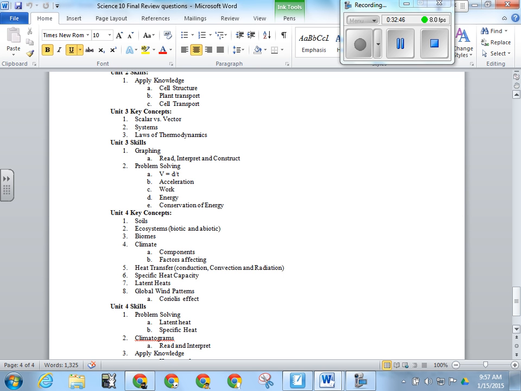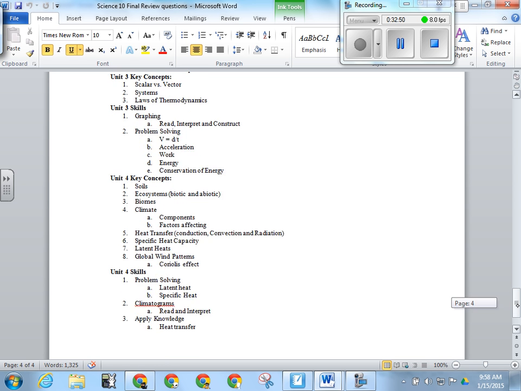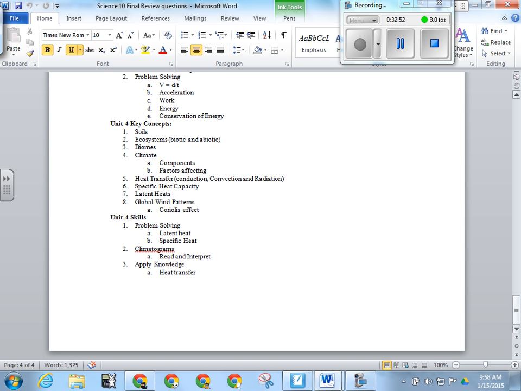The skills: problem solving. I've got climatograms on there twice. That should be a big hint. And then apply your knowledge of heat transfer. So a question kind of like the Quincy maybe. I would say if you got one that was about cold weather, you might get one now about hot weather. Maybe. Possibly.